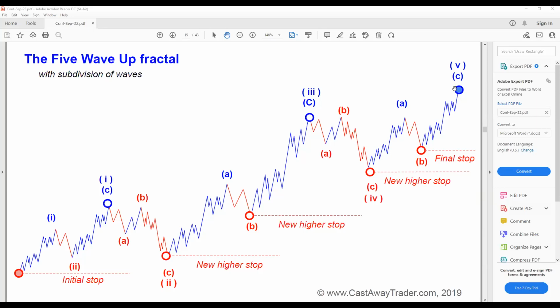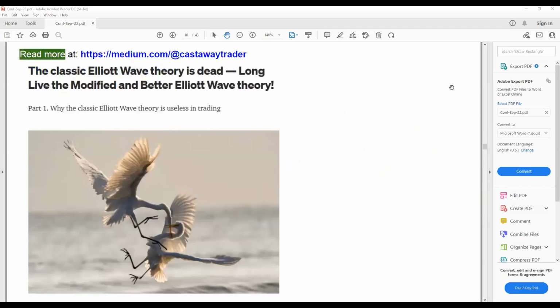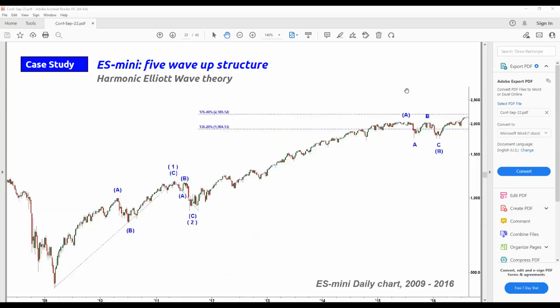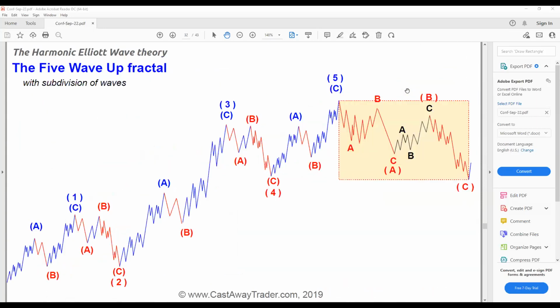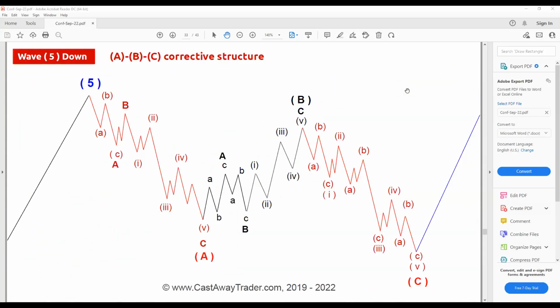When you train your brain to recognize parts of that 5-wave up fractal or ABC fractal, you will be able to understand what kind of a corrective or impulsive pattern is in play, and you will be able to make a correct prediction of what will happen next. And let me show you that secret path of a corrective fractal, which I use on a daily basis.